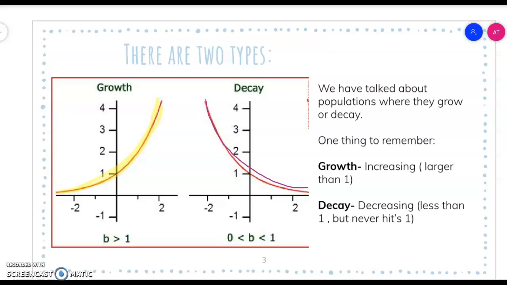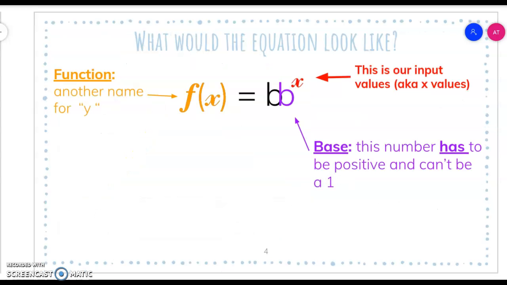So we looked at types, now we're going to look at the equation. What would the equation look like? Well, now instead of using y equals something, we're going to use this term right here. It's called f of x. So f of x is how you say it. This is another word for y, or the start of our equation.